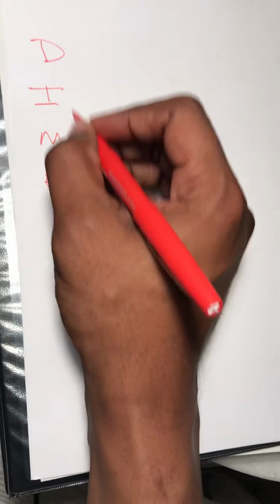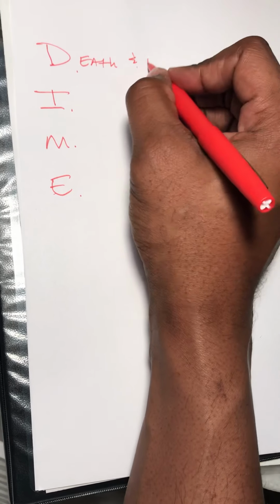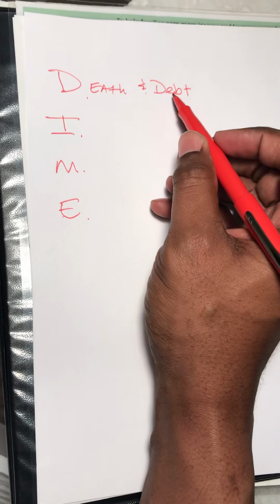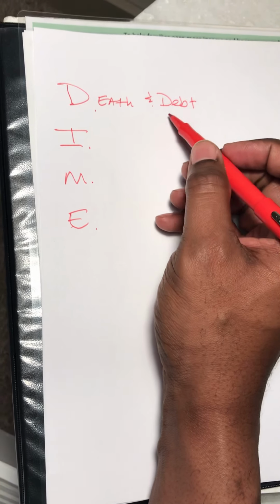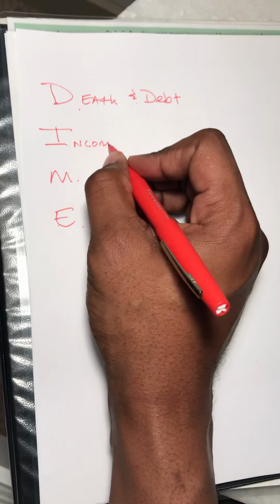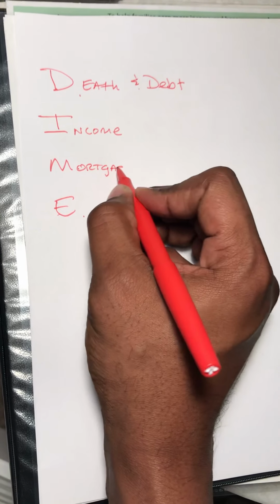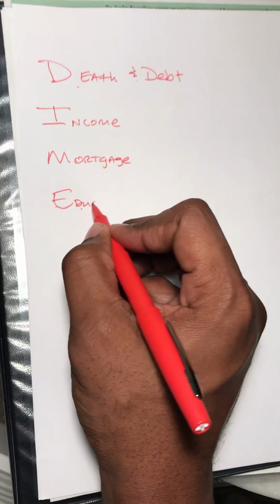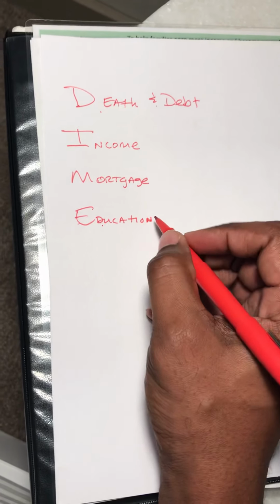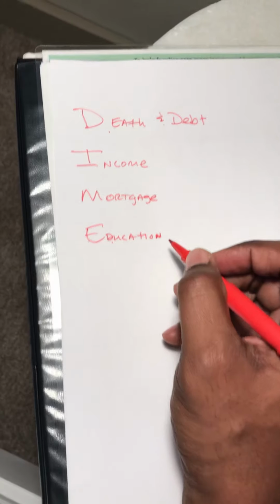DIME, right? D stands for death and debt. So the amount of insurance it costs to put someone in the ground, and the debt that the family has or the person has that they will be leaving behind that someone else will have to pay. I stands for income replacement. M stands for mortgage, if they have a house. And then E stands for education, meaning they want to leave behind enough money to be able to fund their kids to go to college.